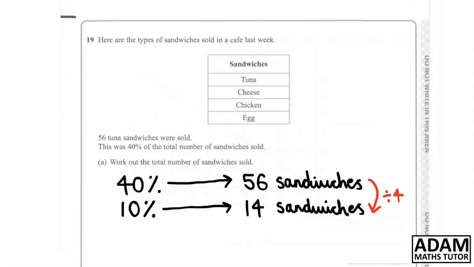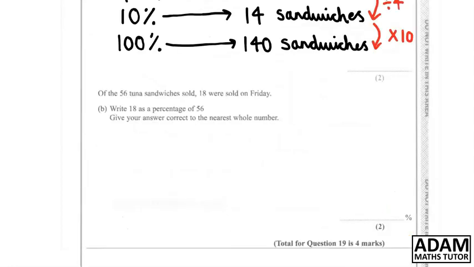And once you've got 10%, I can build it back up again to work out 100%, which would be the total. And I can just multiply by 10 for this. So that would be 140 sandwiches. Part B, of the 56 sandwiches that were sold, 18 were on Friday. Write 18 out of 56 as a percentage.